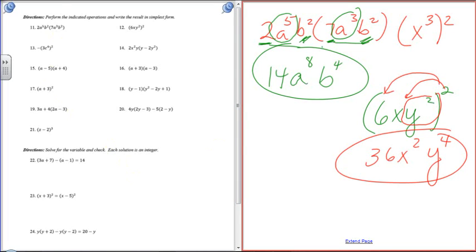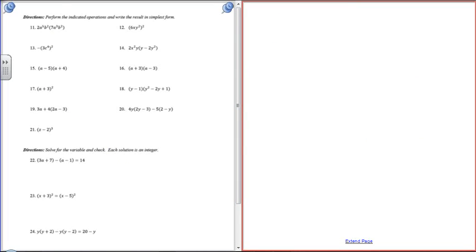New page here for problem number 13. Oh, love that minus sign out there because it's very easy to get messed up on this. You see this square here only applies to what's in parentheses. This square has nothing to do with that minus sign, and every time we're working algebra and we're not changing anything, we'll just bring it along for the ride.